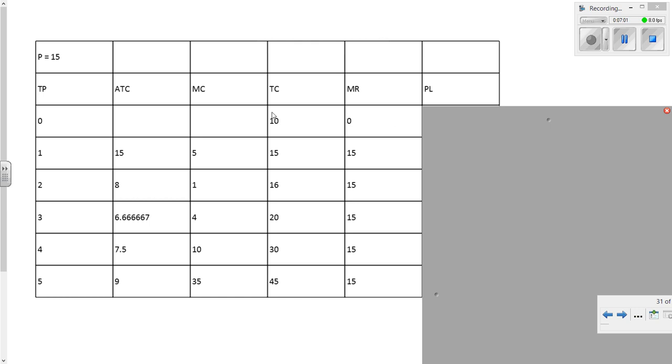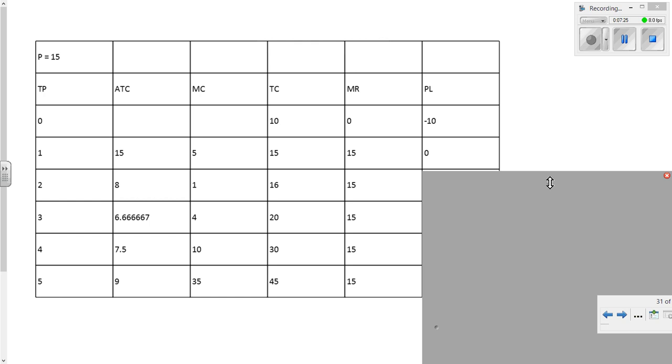At no production, we have a total cost of 10, no marginal revenue because we're not selling anything. So that means we have a loss of $10. At one level of production, our marginal revenue is 15, our marginal cost is 5. You subtract 5 from 15 and get 10, and then you add it to the level before that, which is negative 10, and that gives you a break-even point. You're not making a profit and you're not experiencing a loss.